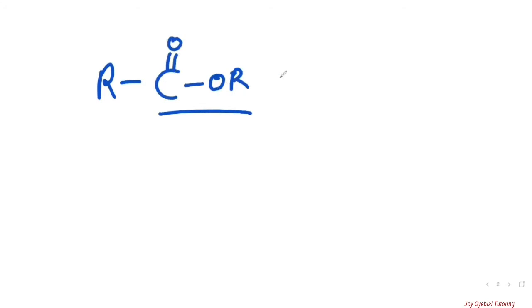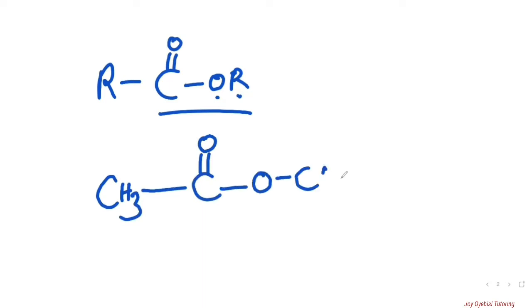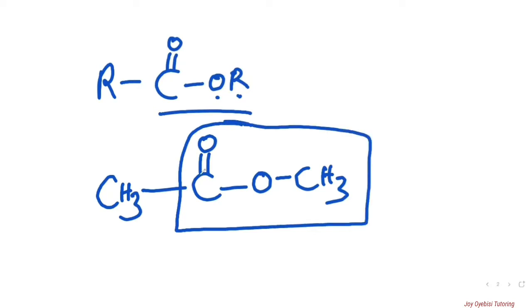Now, what is R? R groups are just carbon chains. It could be one carbon, it could be as many carbons as possible. An example would be CH3, C double bond O, and OCH3. So this is a typical ester with just a methyl group attached to the O. Instead of R, you have CH3, okay?